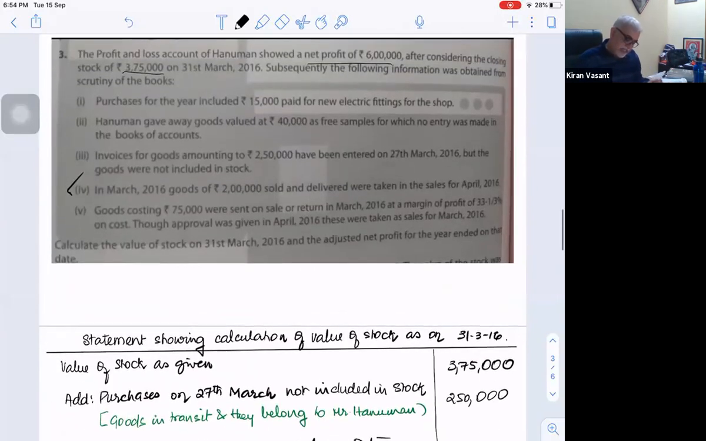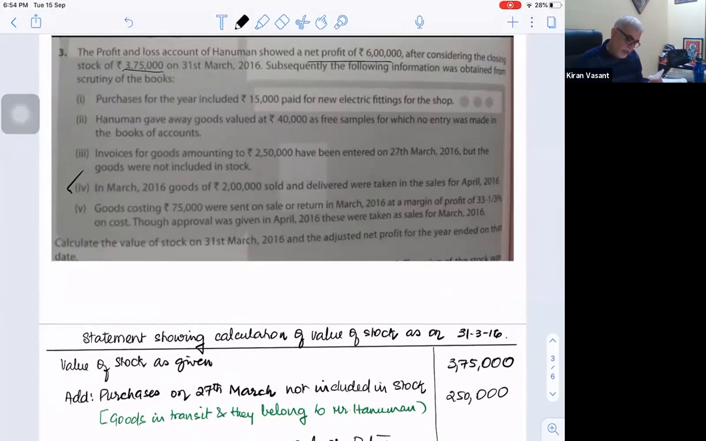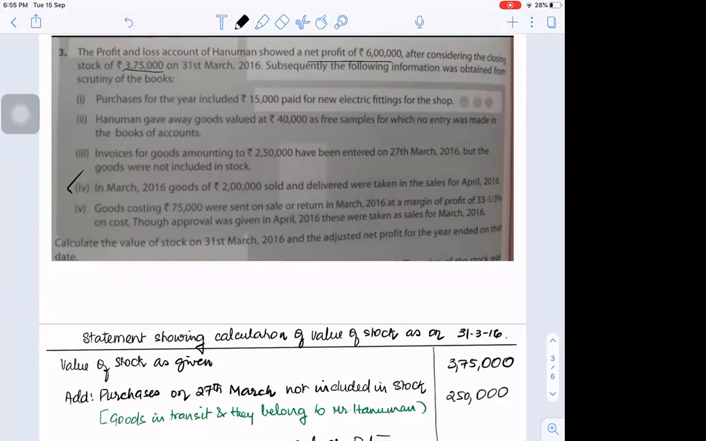The third point says invoices of goods amounting to 250,000 have been entered, but the goods were not included in the stock. Means what? It is included in purchases, but it is not included in closing stock. So I should include it in closing stock. If I include it in closing stock, what happens to my profit? Increases. Very good.